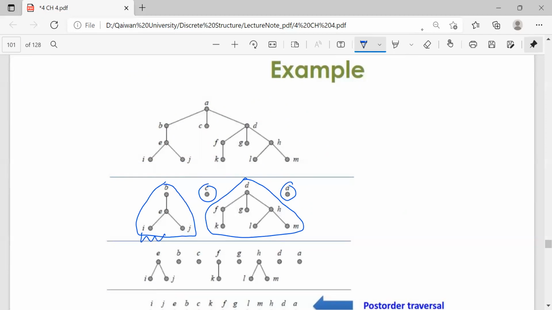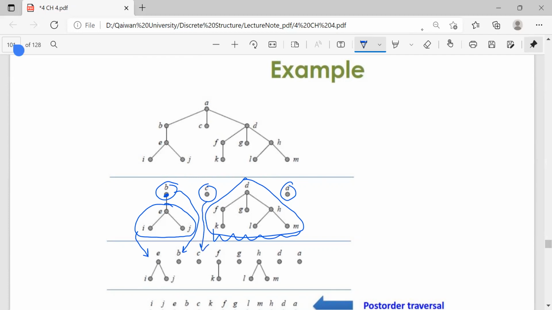Now we have this tree and this tree. For each of these two trees, we do the same. This is the root, and it has only this subtree. We write down the subtree first, then the root. And here we have C also. We write down in the same order.